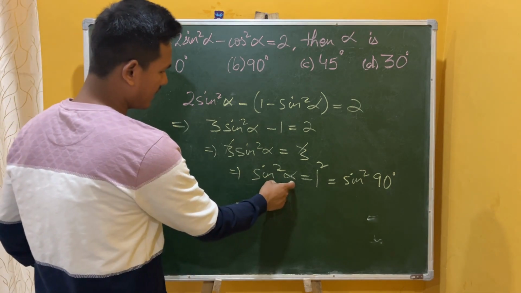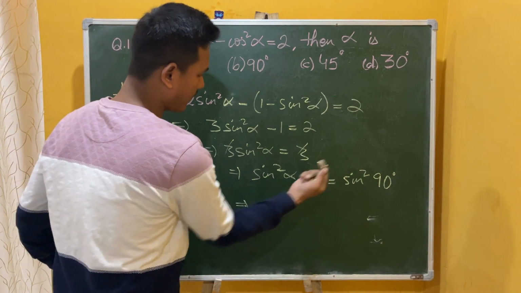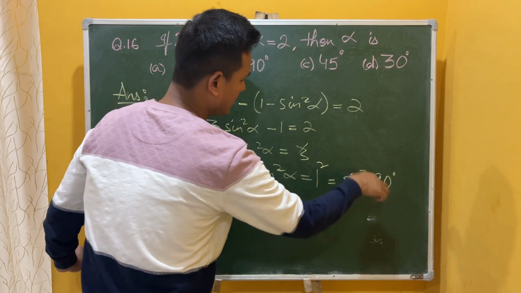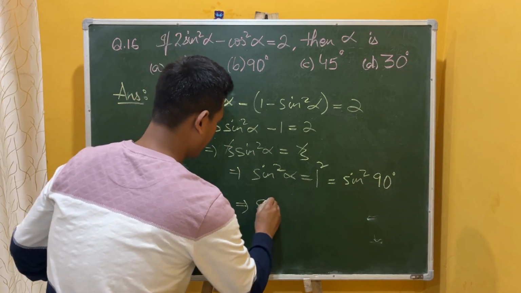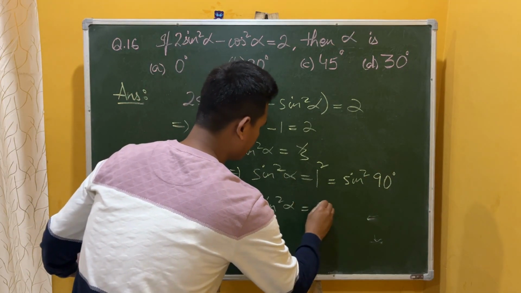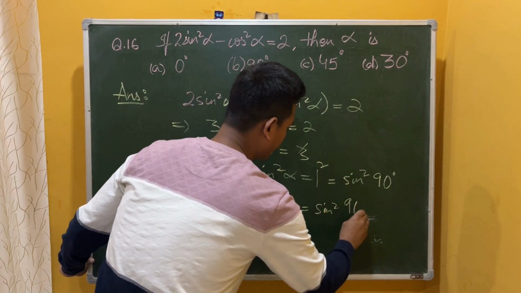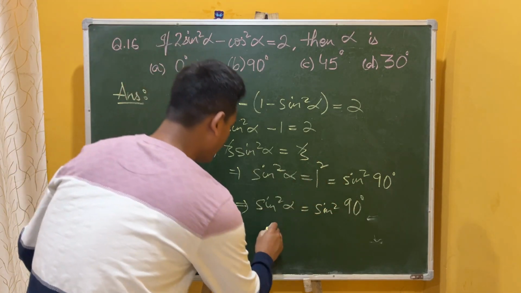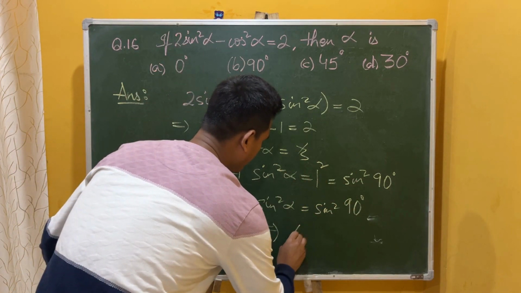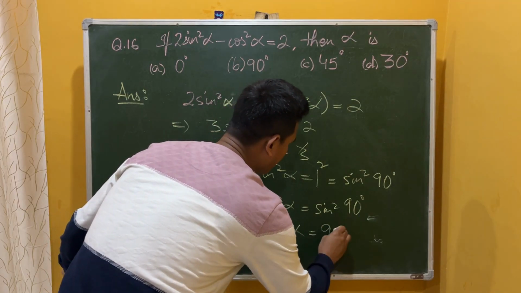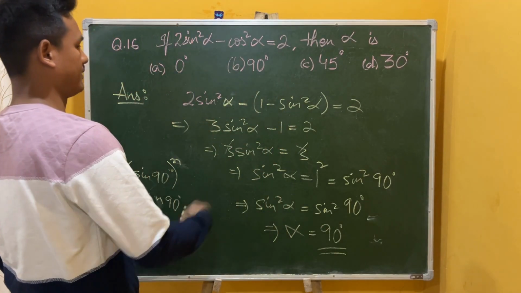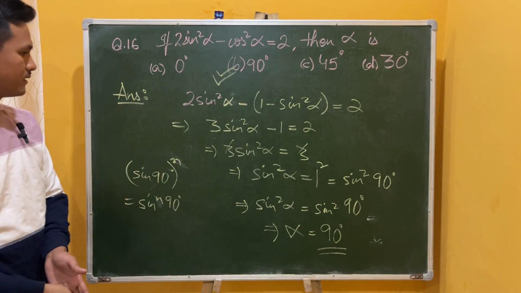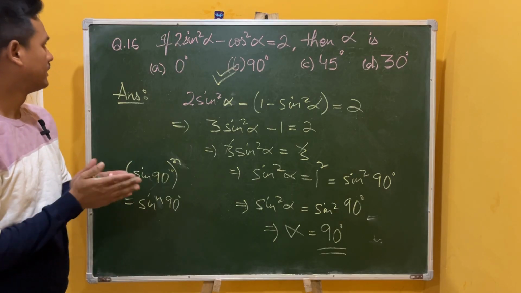So sine square alpha is 1. 1 can be thought of as 1 square. So 1 is sine 90. So 1 square is sine 90 square. So this is sine square alpha equals sine square 90 degree. Right. So sine square and sine square will get removed. So ultimately alpha equals 90 degree. This is the correct answer. Alright, now next question.